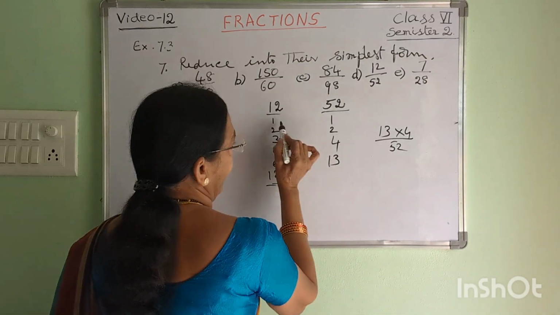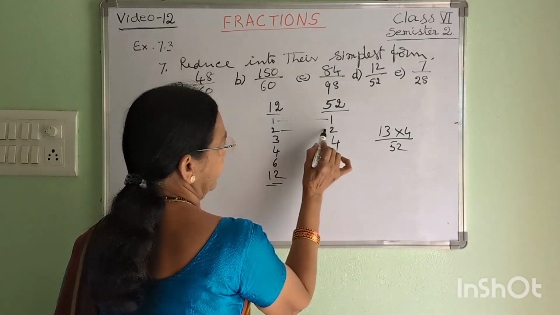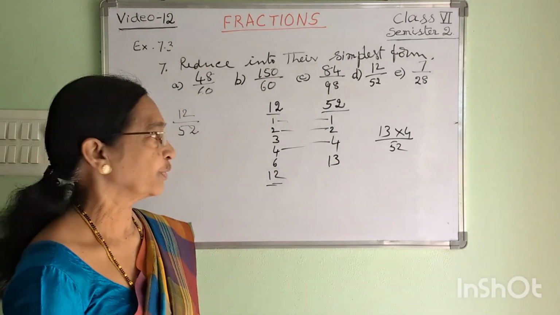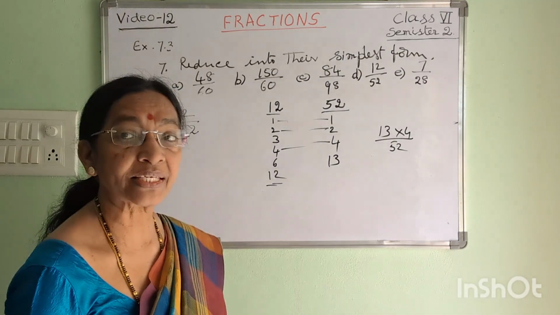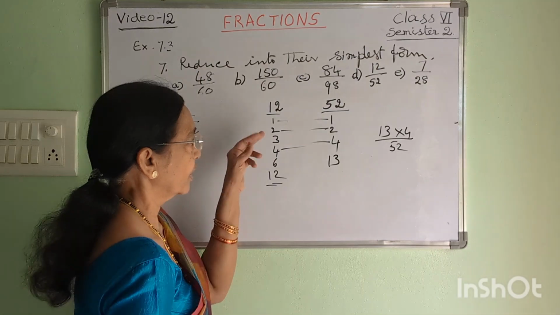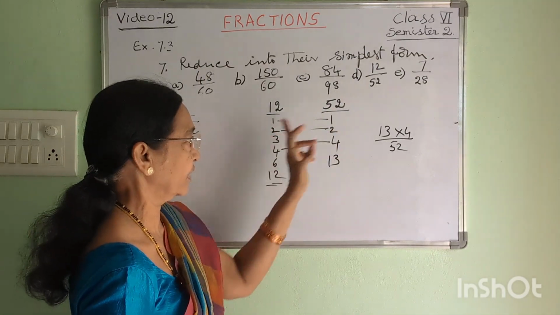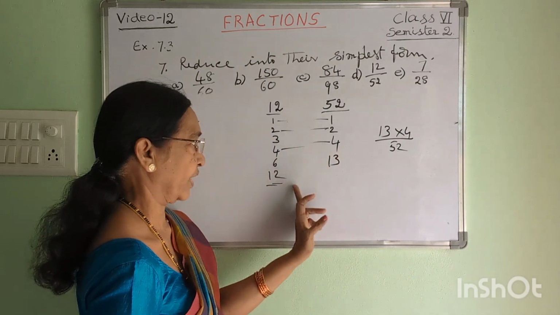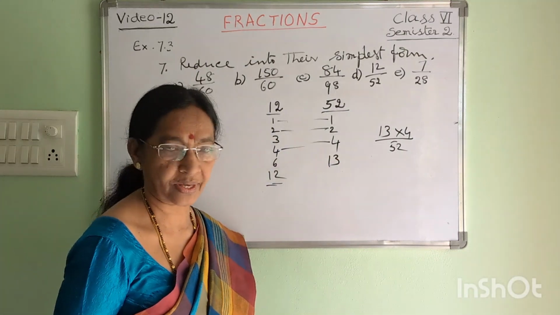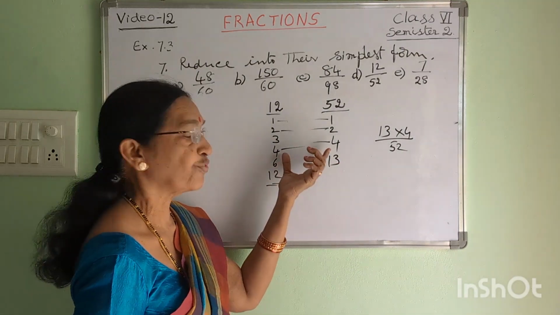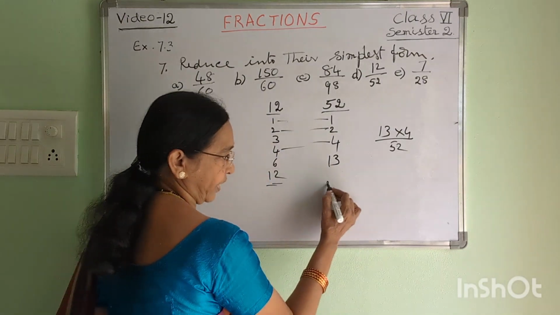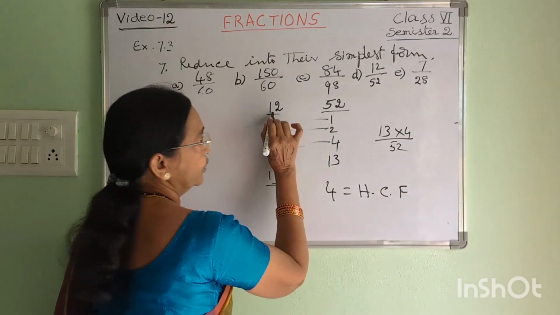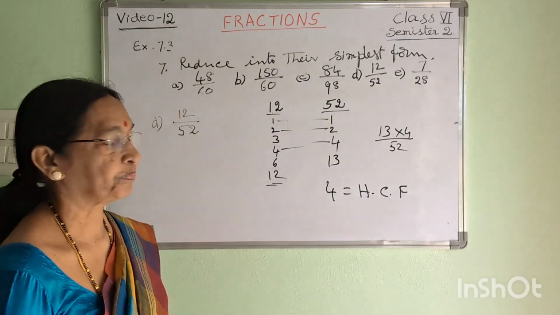So here common factors are 1, 2 and 4. So which is the highest common factor? 1 is a common factor, 2 is a common factor, 4 is also a common factor. No other common factors are there. Therefore, 4 is the highest common factor. 4 is the highest common factor of 12 and 52.